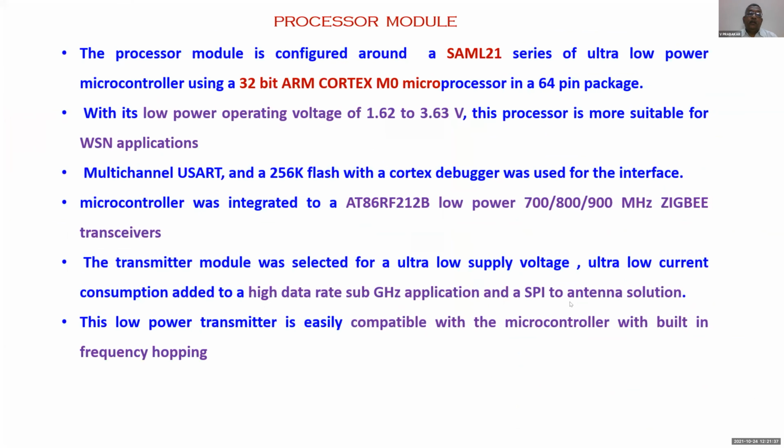And the processor module is configured around the SAM L21, a 32-bit ARM Cortex M0 microprocessor, in a 64-pin package. Again, it's low power, operating at 1.62 to 3.63 volts. It has multi-channel UART and 256K flash available. And the communication module is mainly used for high data rate sub-gigahertz applications. And it has an SPI to antenna solution, so that this is useful for transmitting the data.